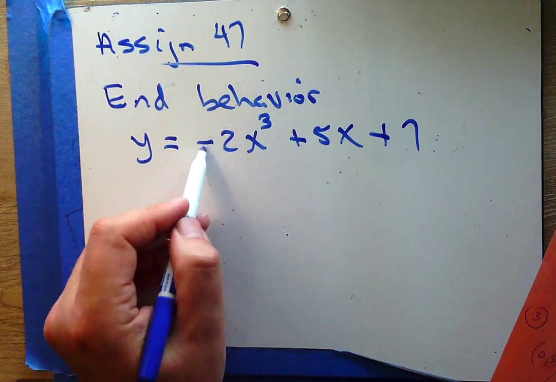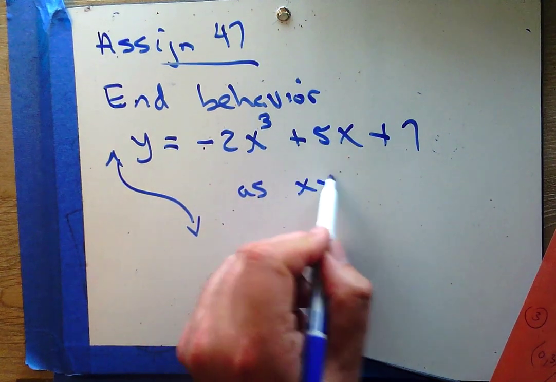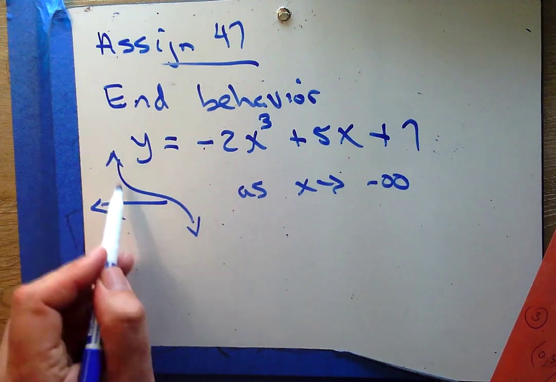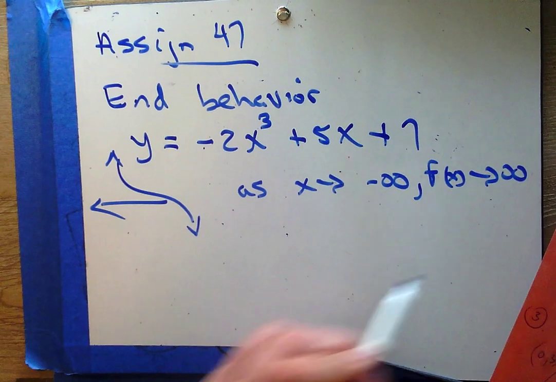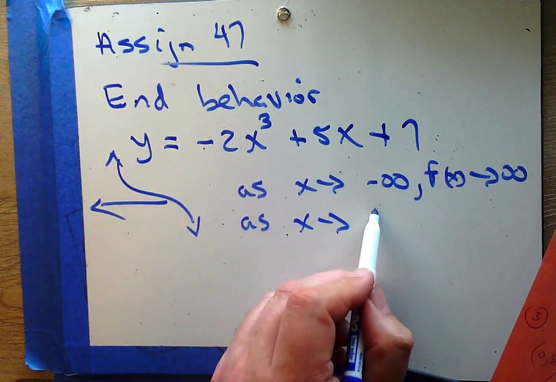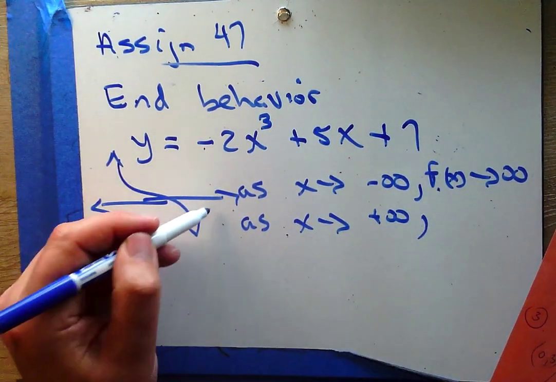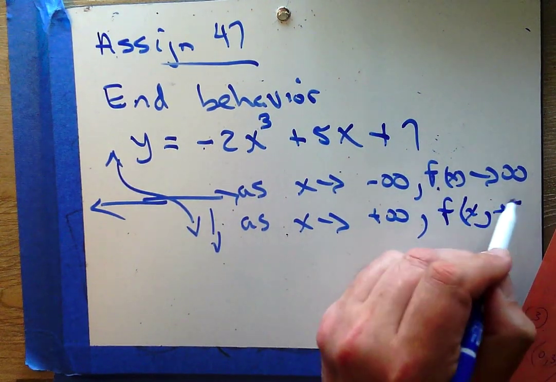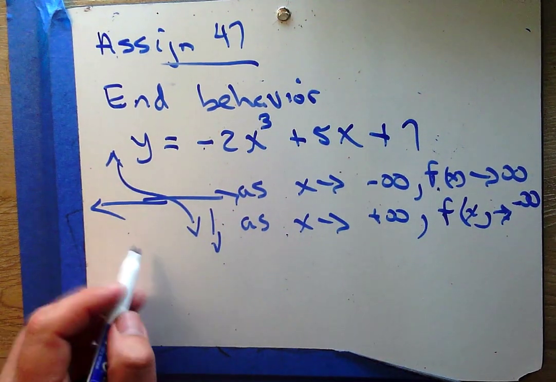Okay, so negative x to the third looks like this. And so I say as x heads to negative infinity, as the x's go this way, the function seems to be going up. F of x heads to positive infinity. And as x heads to positive infinity, as we go this way, where's f of x headed? Well, it looks like f of x is headed down. F of x is headed to negative infinity.